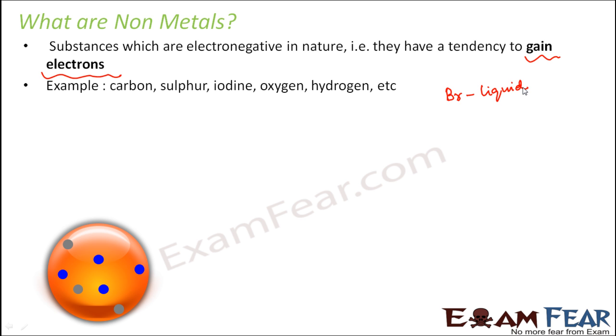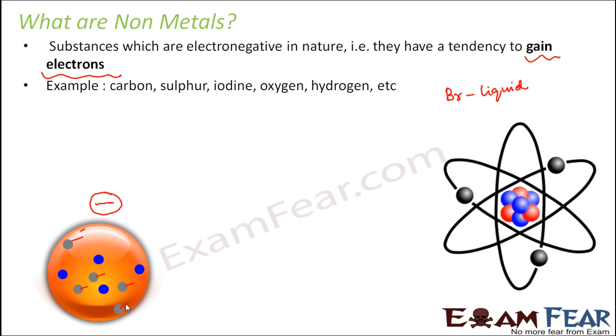In non-metals, inside the atom, you have the same number of electrons and protons. But in this case, they want to get additional electrons. So an additional electron comes in, and therefore overall the substance becomes electronegative in nature because there are more negatively charged particles. Since it has taken additional electrons, it is taking additional negative charge. So obviously the overall charge will become negative, and that is why they are electronegative in nature. So these are non-metals.